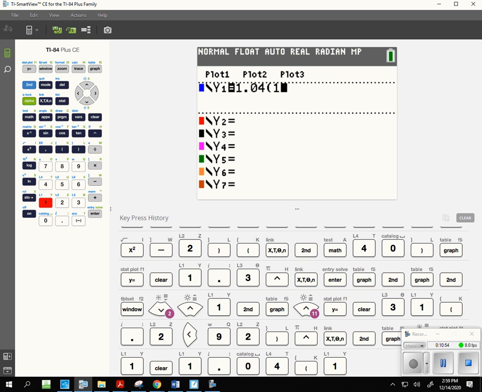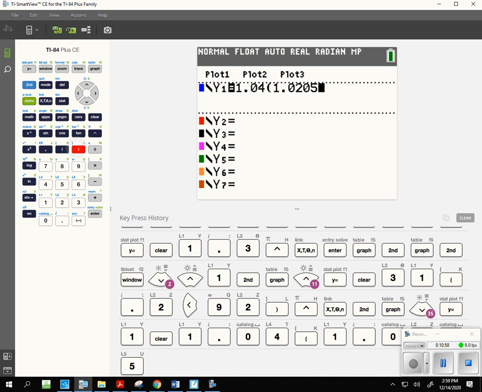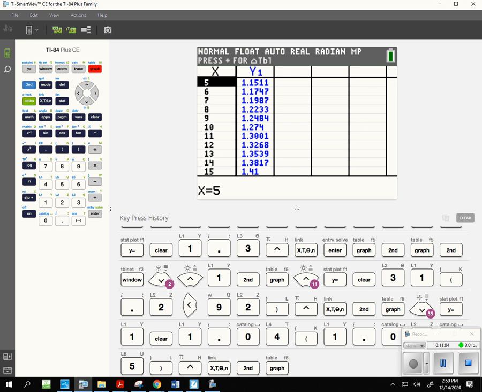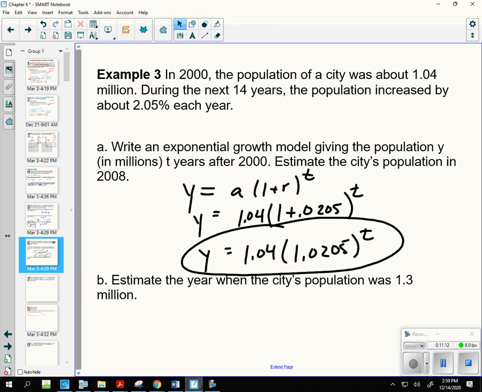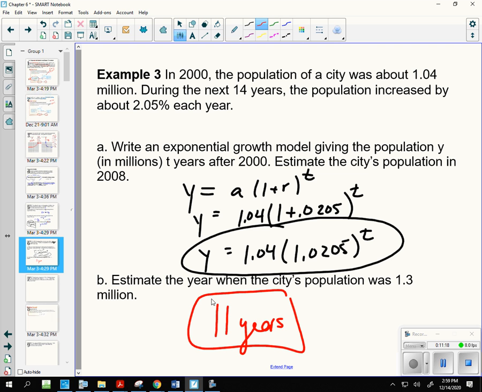And I believe it was 1.0205 raised to the x. And so I'm looking for, what was it, 1.3? So when would it be about 1.3? You're talking about 11 years. So we're going to go back over here, and we're looking for when would it be 1.3? About 11 years. So if you had a t value of 11, then you're going to notice when that's 1.3.